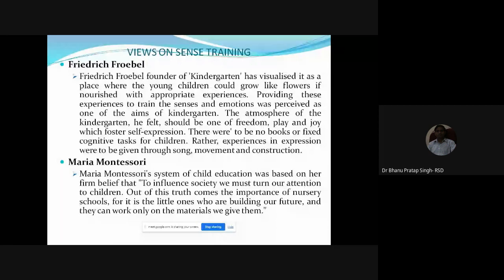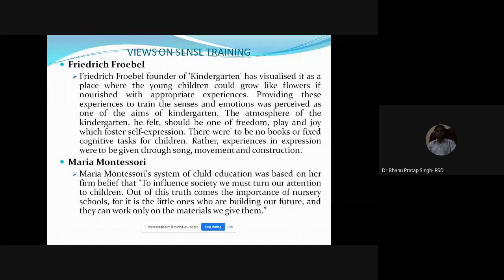belongingness, natural environment, providing these experiences to train the senses. He said, as far as sense training is concerned, providing these experiences to train the senses and emotions was perceived as one of the aims of kindergarten, because there is a good environment to train the senses and emotions of the child, and that is with the supervision of trained teachers.